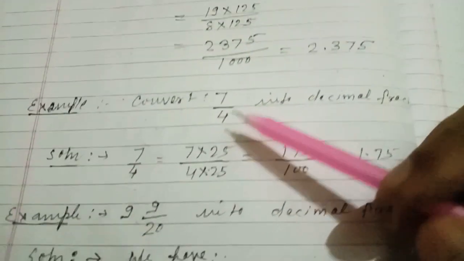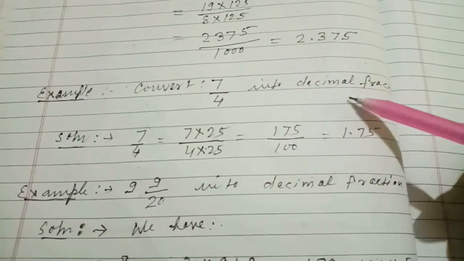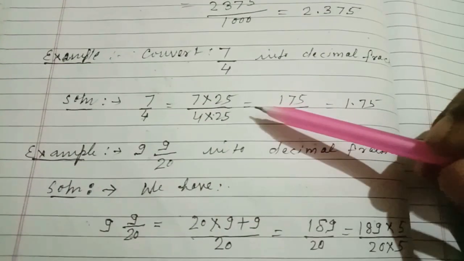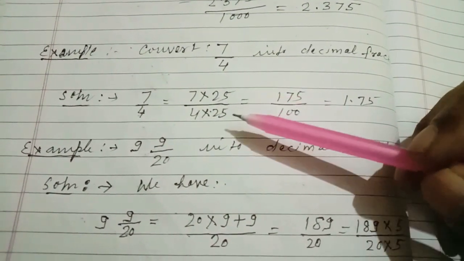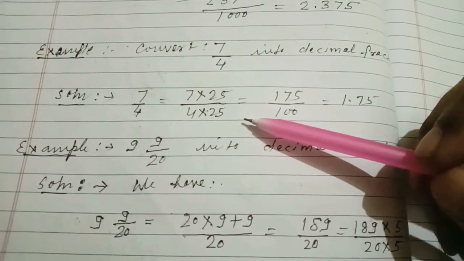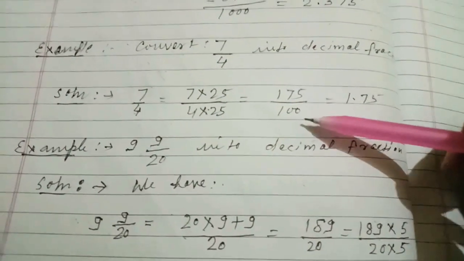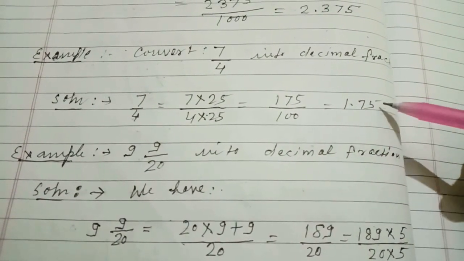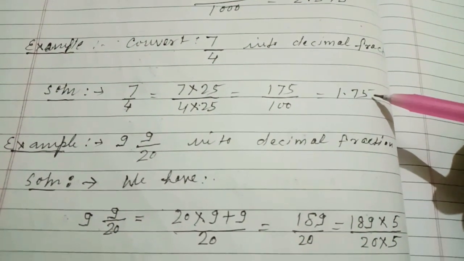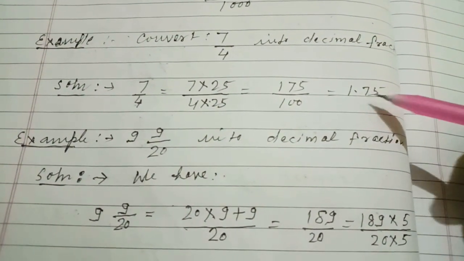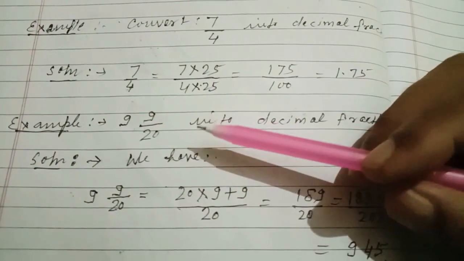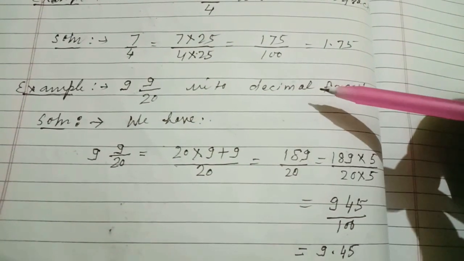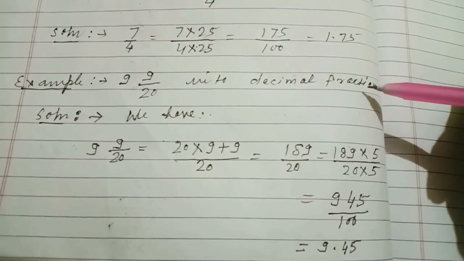Next example, convert 7 by 4 into decimal fraction or decimal number. Solution. 7 by 4 can be written as 7 into 25 upon 4 into 25, which will become 175 upon 100. Since 100 contains 2 0s, so we'll put the decimal point after 2 digits from the right side, that is 1.75.